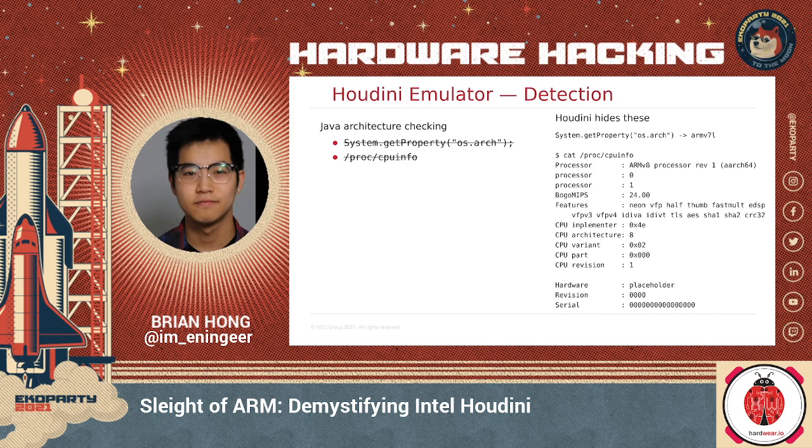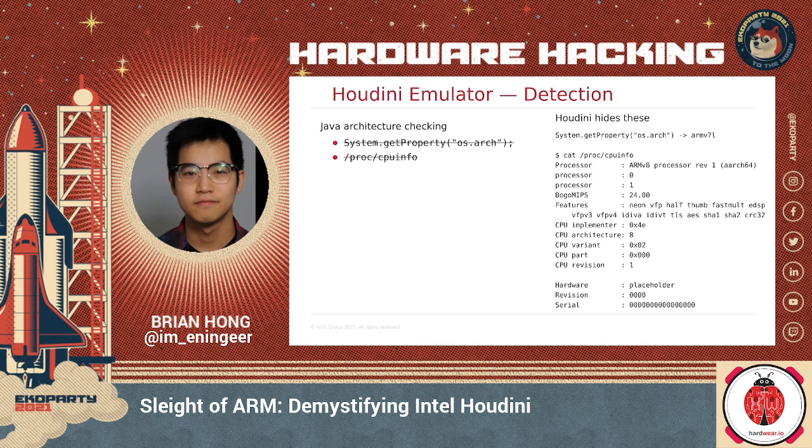When you do System.getProperty os.arch, it will say armv7l. And when you try to read cat /proc/cpuinfo, it will say ARM as well. Although you might be able to tell because those two answers came from the same machine. One says ARMv7l, the other one says ARMv8, AArch64, and hardware says placeholder, serial number is 0.